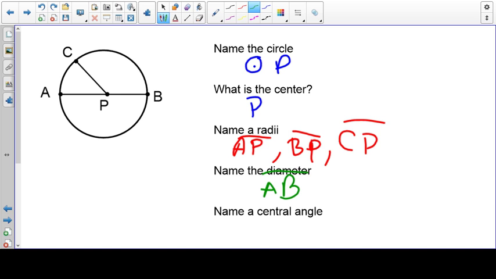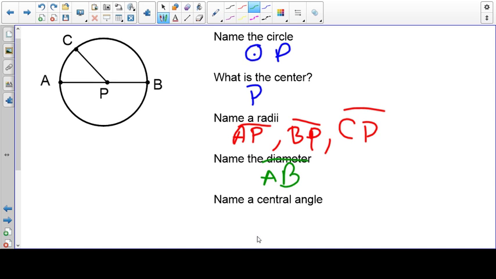And a central angle. So that's an angle whose vertex is on the center. So that angle could be angle APC. We could also have this angle of angle CPB.